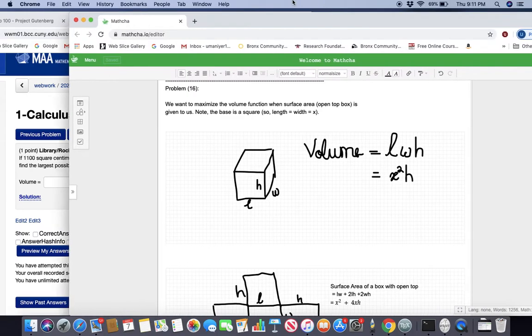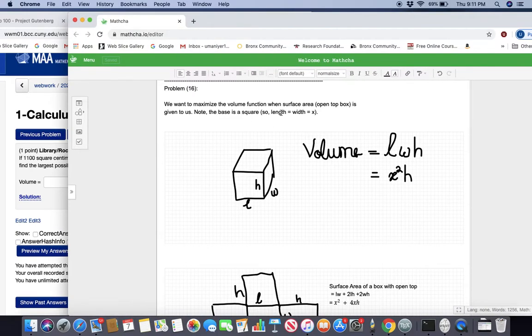Okay, here is the picture. You want to maximize the volume function. The material contributes to the surface area. You have a box with an open top and a square base. Well, for any box, with length, width, height, volume is given by length times width times height. But in my case, the base is a square, so length and width are equal to x, the same quantity. Let's call the height h. So the volume is x times x, which is x squared h.